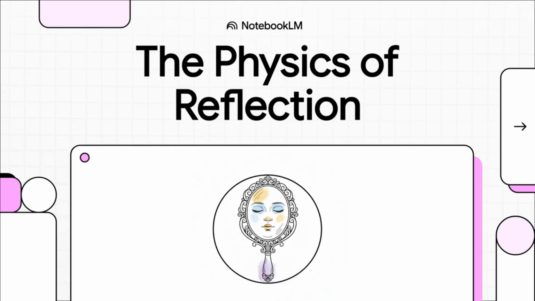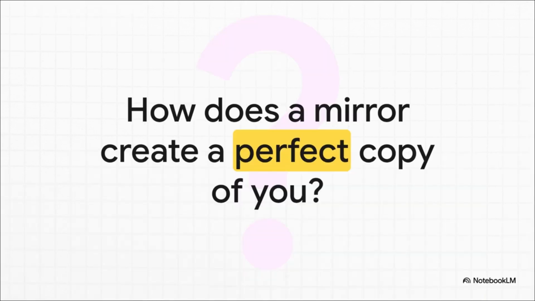You see it every single day, but have you ever really stopped to think about what's going on with your reflection? It's probably one of the most common things we experience, but it's also one of the most fascinating. I mean, really think about that for a second. It's not a screen, there's no projector, it's just a flat, shiny surface, and yet somehow a perfect copy of you is staring right back. So how does it do that?